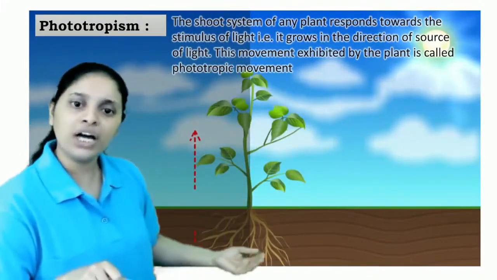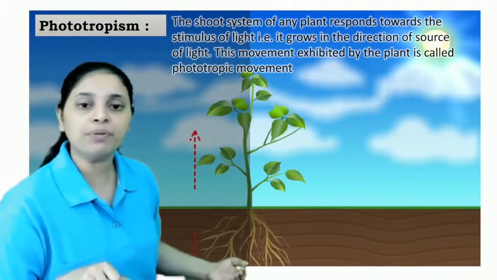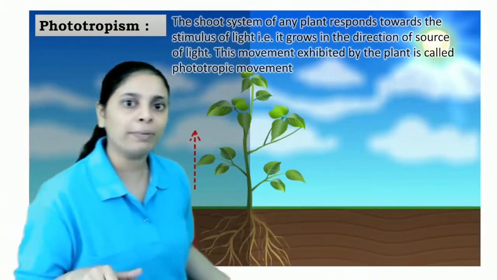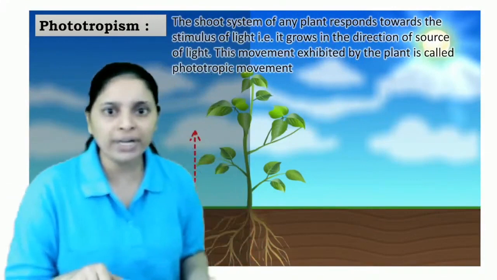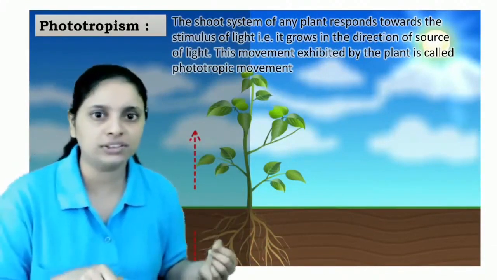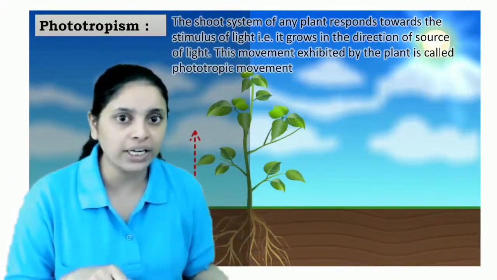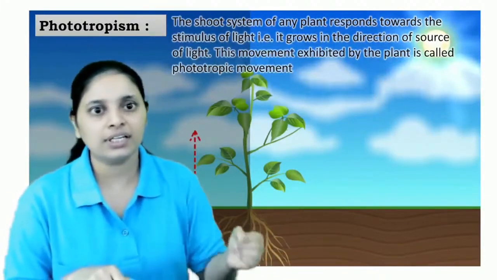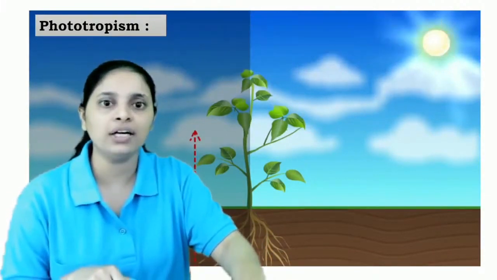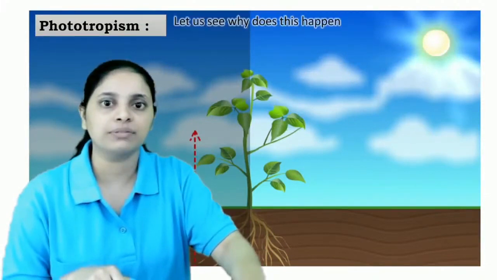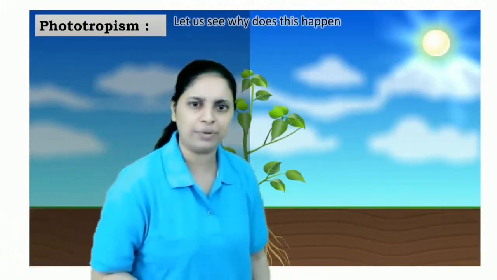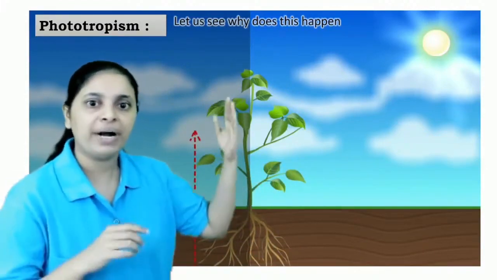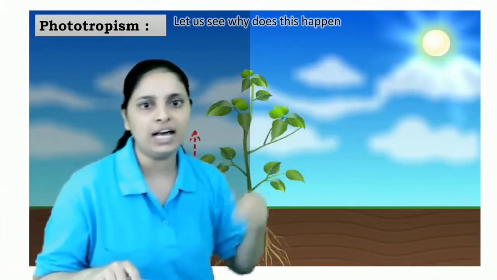Root growing away from light, so this will be negatively phototropic. Okay? Phototropism क्या होता है? It is the movement or the response shown by the plant body with respect to light stimulus. Clear? This is the phototropic movement. Now, the question is, why does this happen? How or what actually regulates bending of the shoot towards the light source?